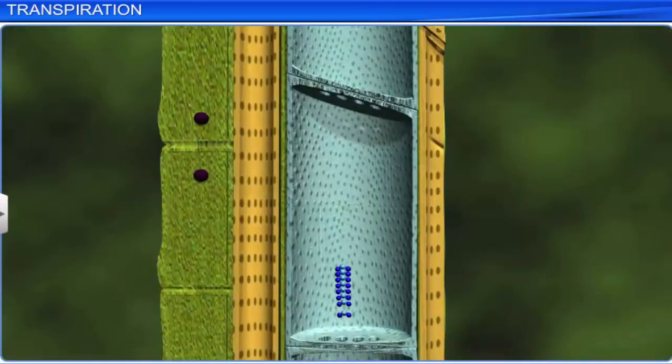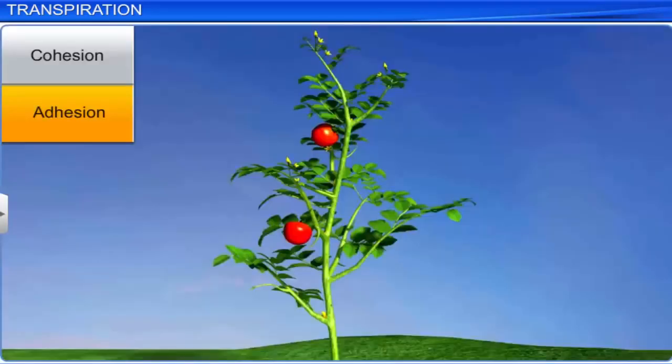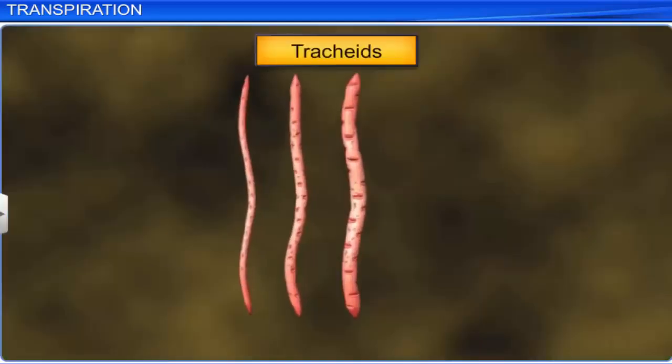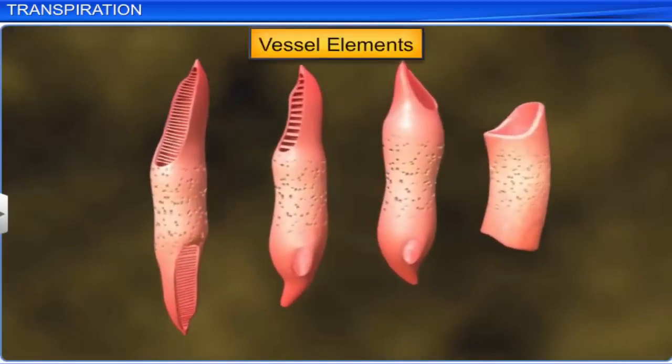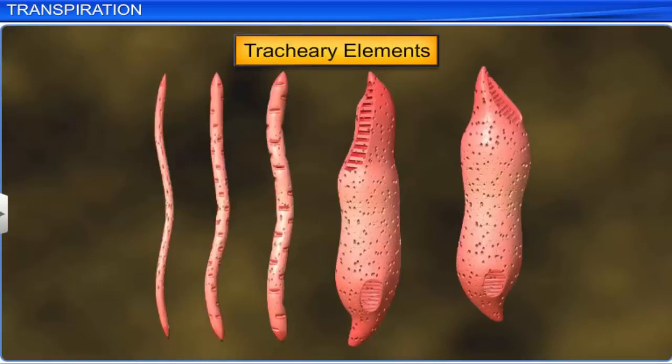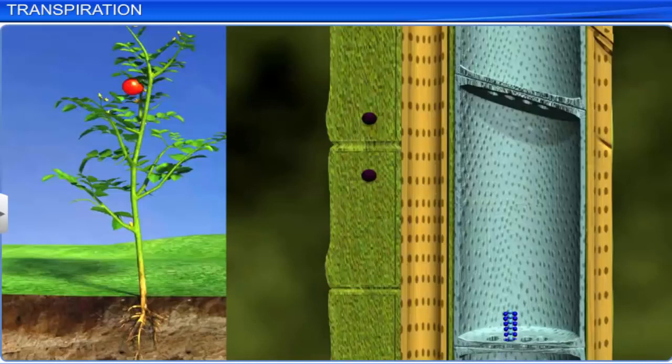Cohesion is the mutual attraction between water molecules. Adhesion is the property of water to be attracted to polar surfaces like tracheids and vessel elements, also known as tracheary elements, in a xylem cell. Finally, surface tension is the property of water molecules to be more attracted to each other in a liquid state than in a gaseous state.